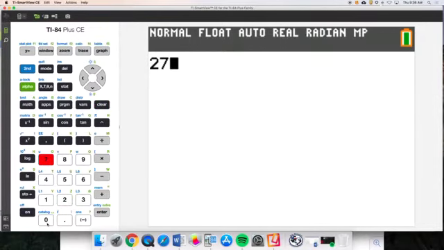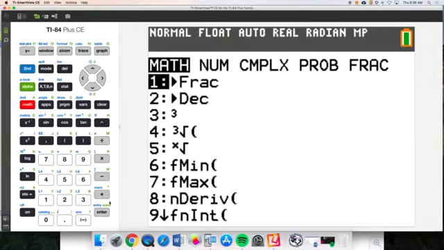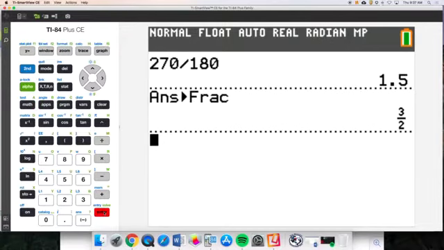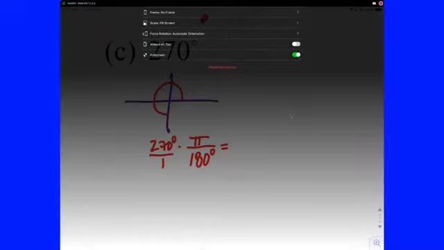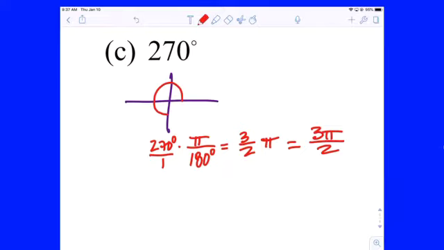So you could do this on your calculator. 270 divided by 180. Hit enter, and then of course you can just hit math, and there's that convert to fraction. Enter, enter. So if you want to do that, that's fine. Okay? And so now it's 3/2 times pi, but the way we prefer to write it is not 3/2 times pi. We prefer to write it as 3 pi halves, right? And again, we don't use 1.5 pi. That's equivalent, but we're going to be working with a lot of fractions involving pi.